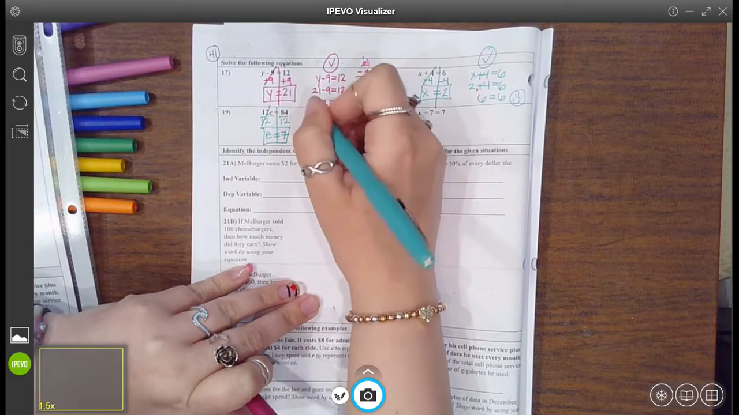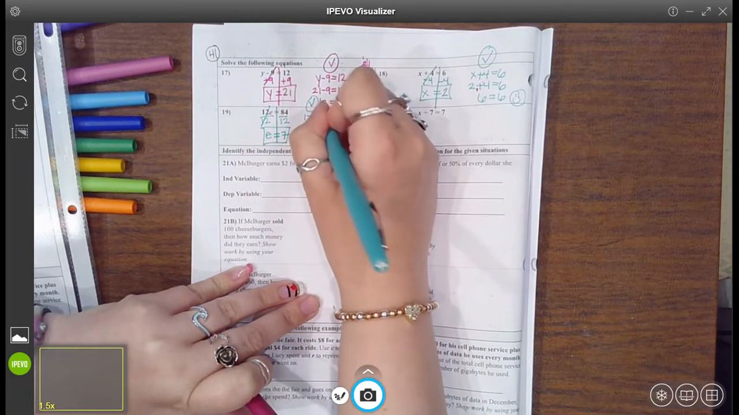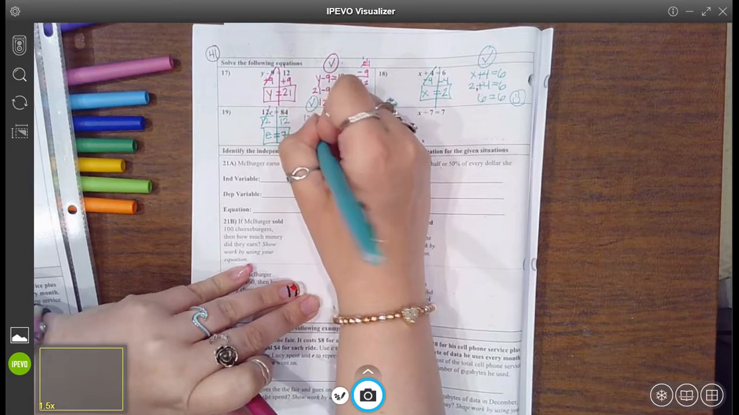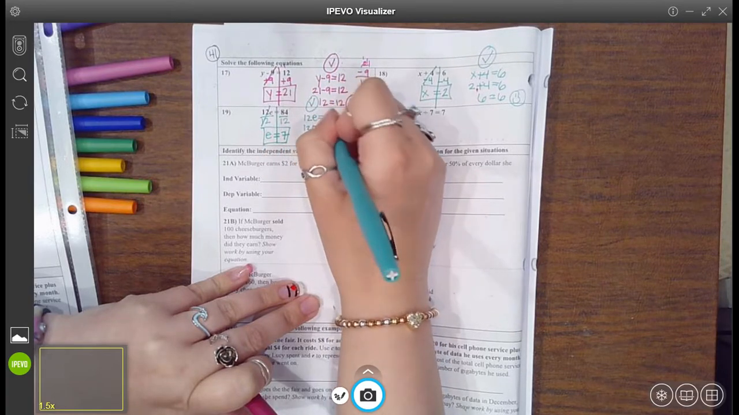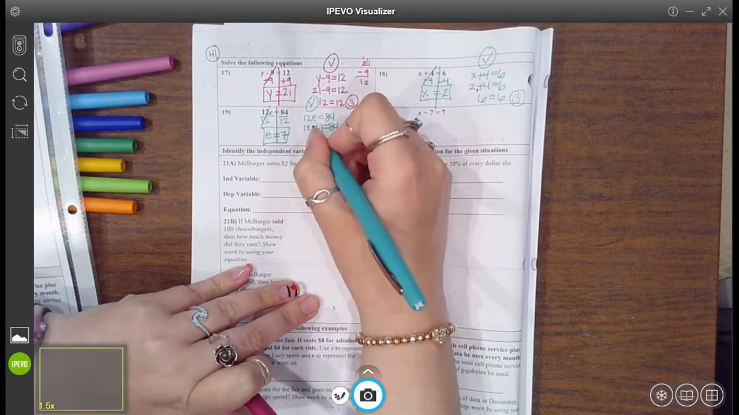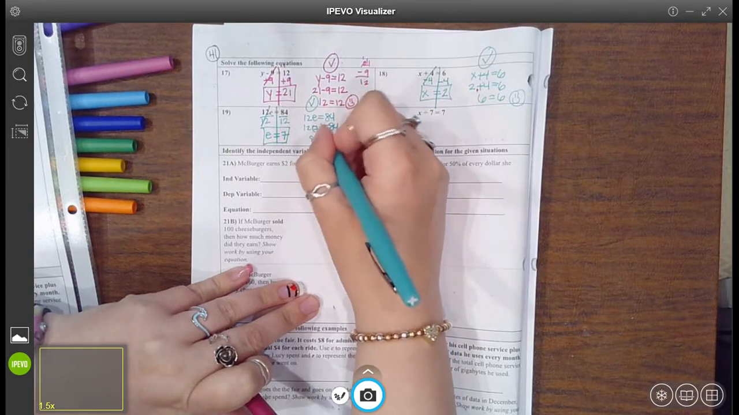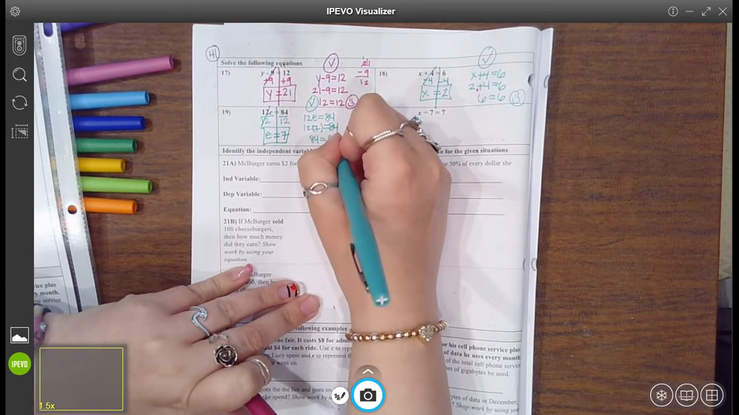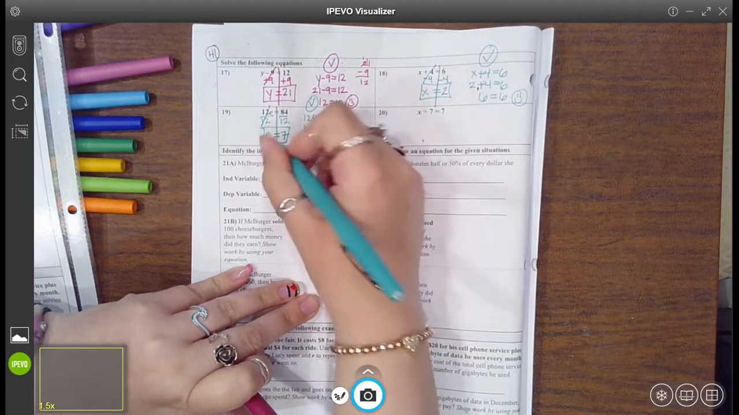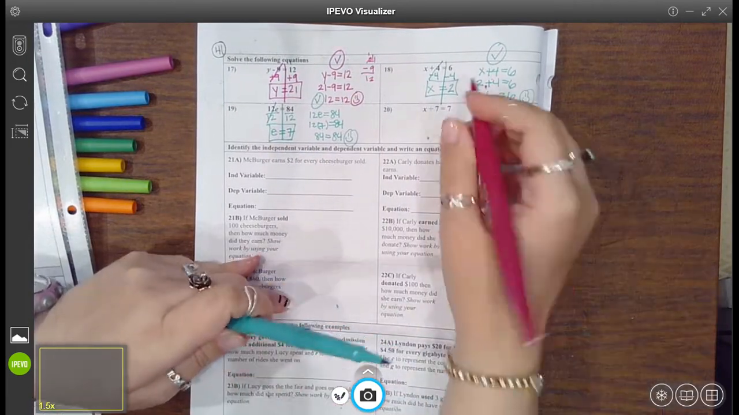Let's go ahead and check that. 12e equals 84. You think e is 7. Let's see if that checks out. 12 times 7 is 84. Bring down your equals. Bring down that 84. True statement, so yes, 7 was the right answer.